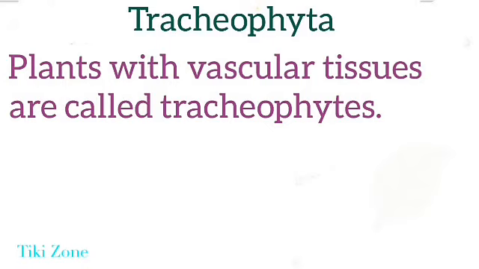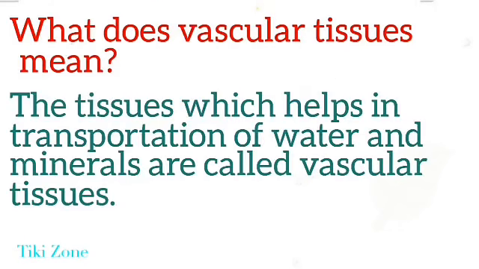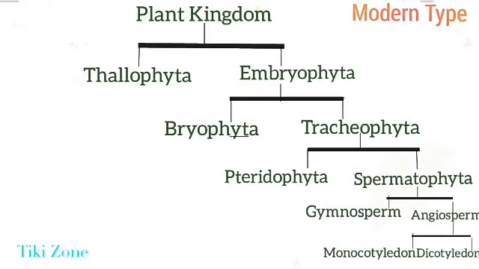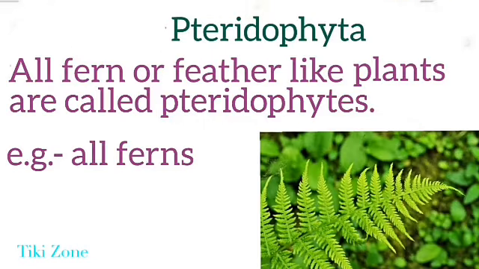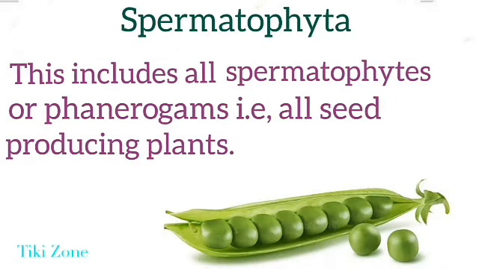In Tracheophyta, plants with vascular tissues are included. What do vascular tissues mean? The tissues which help in transportation of water and minerals are called vascular tissues. Examples are xylem and phloem, etc. Next, Tracheophyta is divided into Pteridophyta and Spermatophyta. In Pteridophyta, all fern or feather-like plants are included. In Spermatophyta, all phanerogamous plants or all seed-producing plants are included.